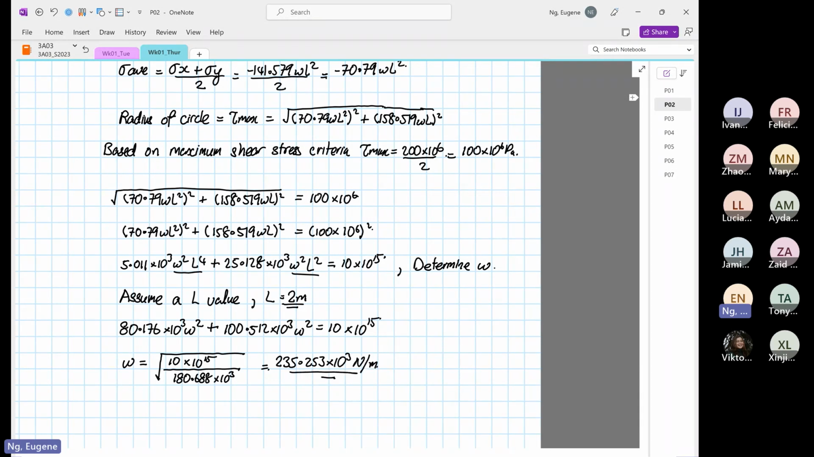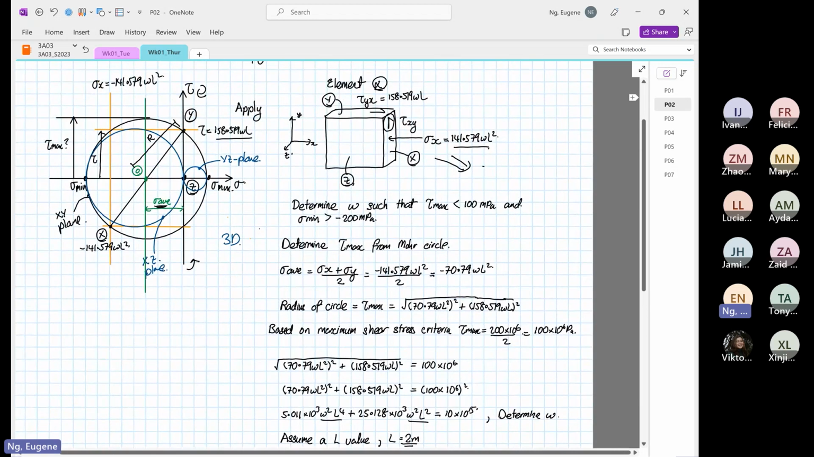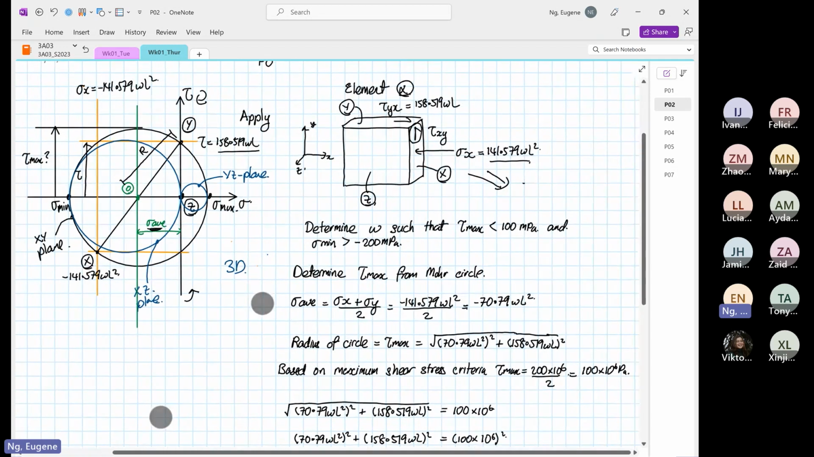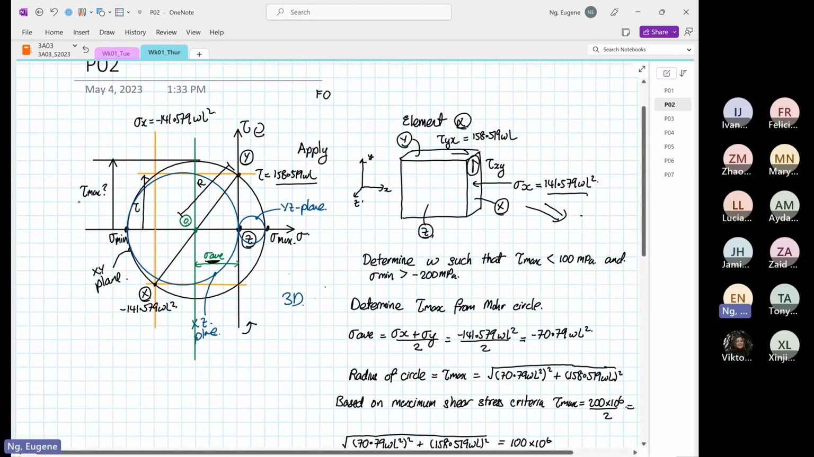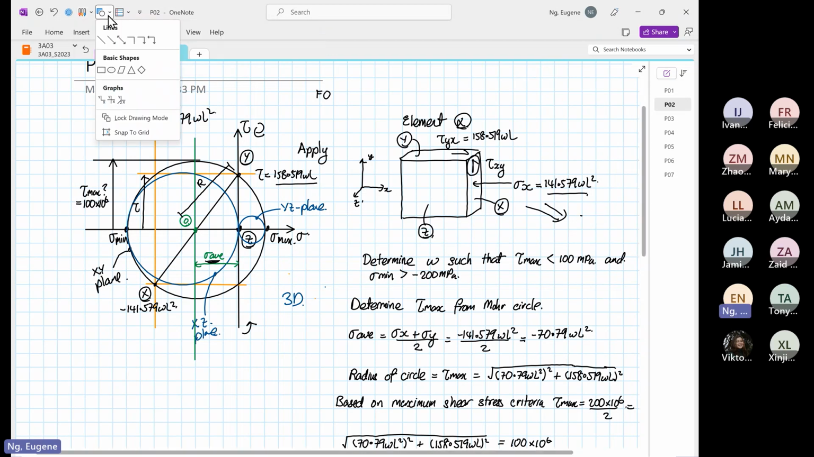So we have determined our omega already. This omega is based on the maximum shear stress criteria. Now I'm going to go back to this circle over here. What we have just done is we let tau max be equal to 100 times 10 to the power 6. So we have put an upper limit, a shear limit.